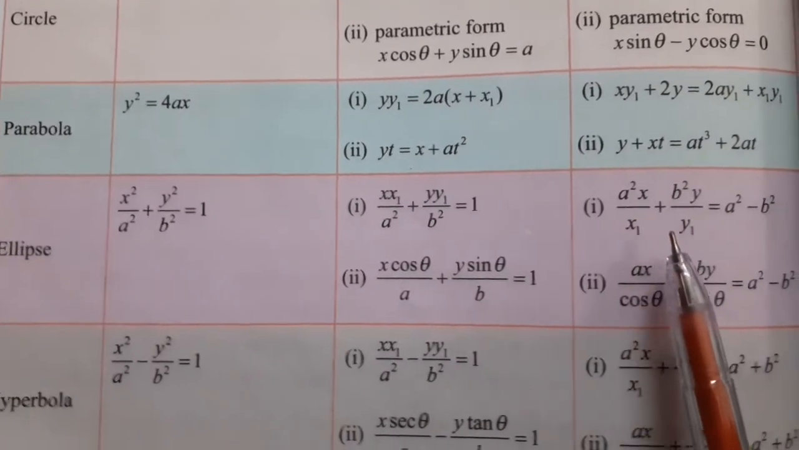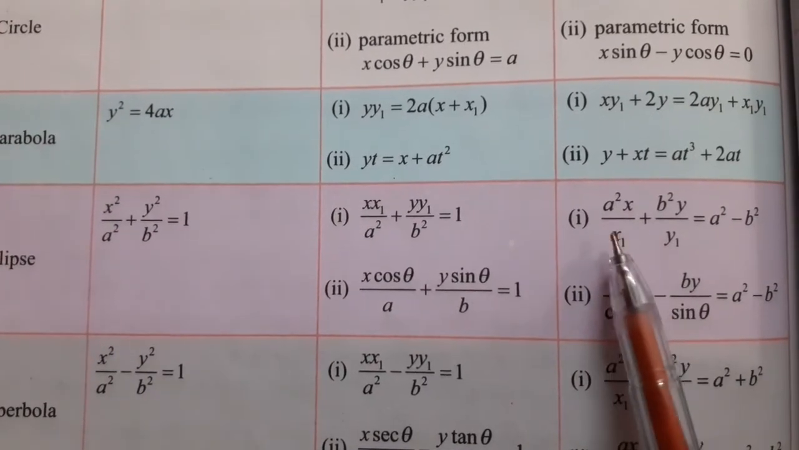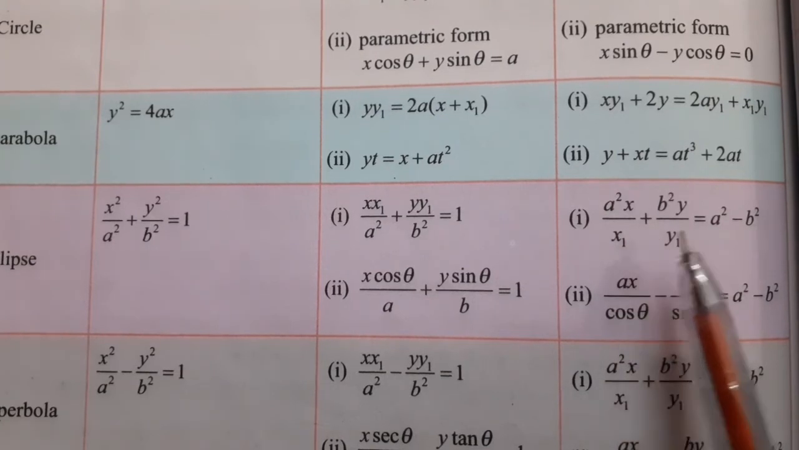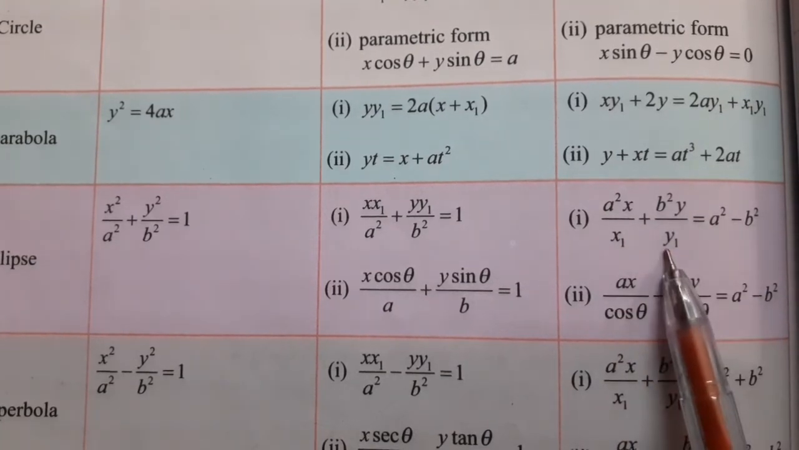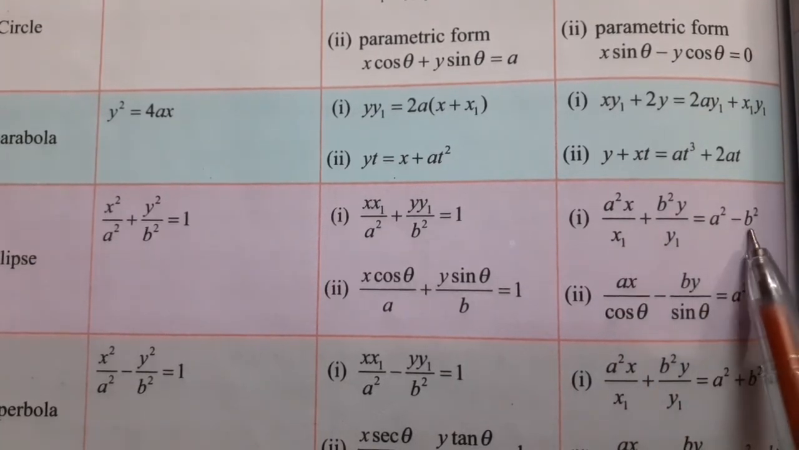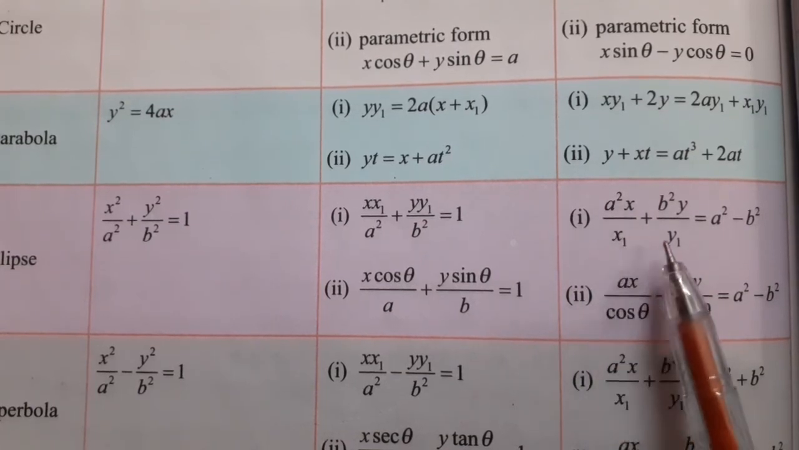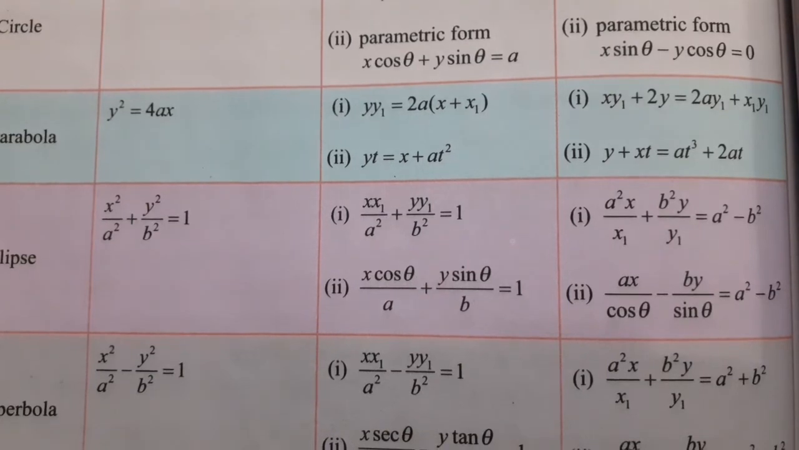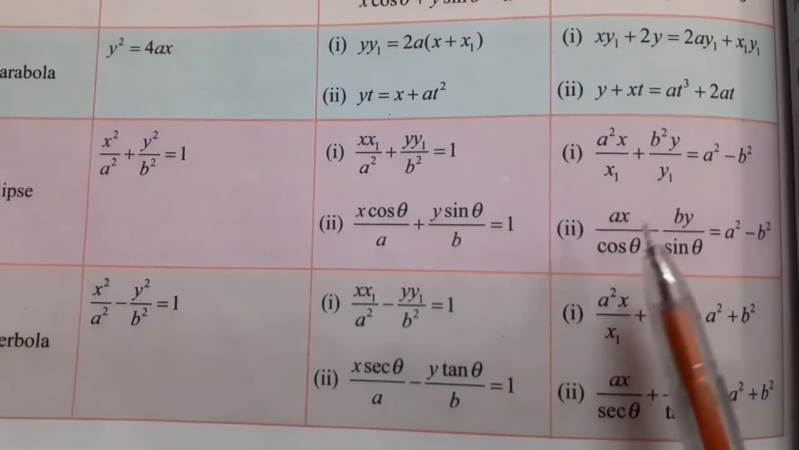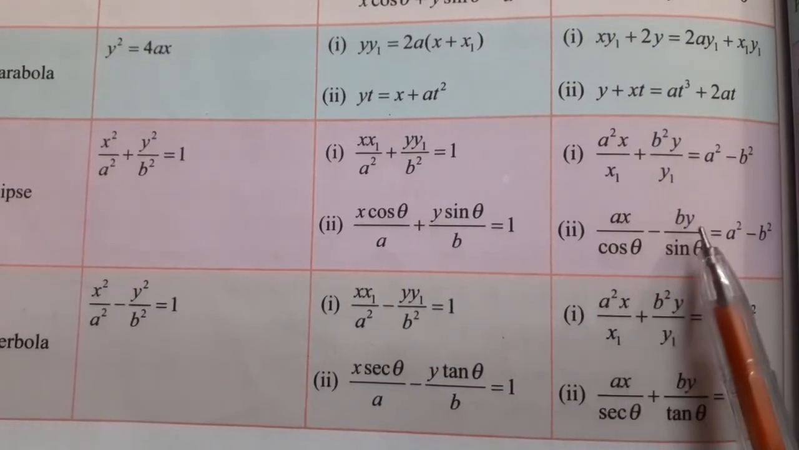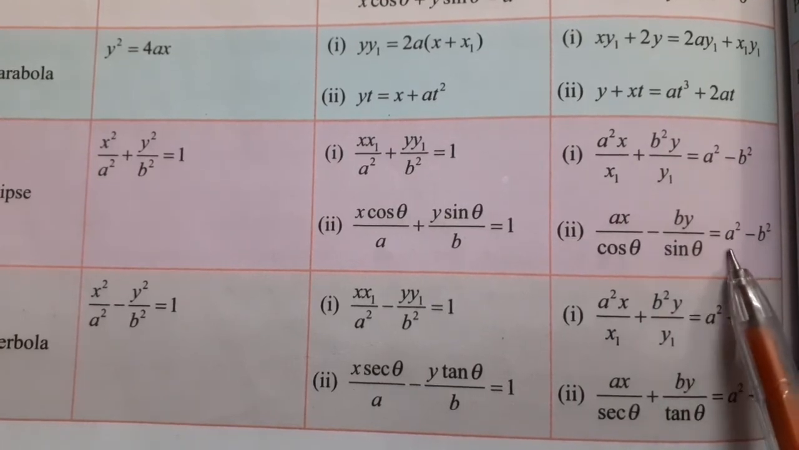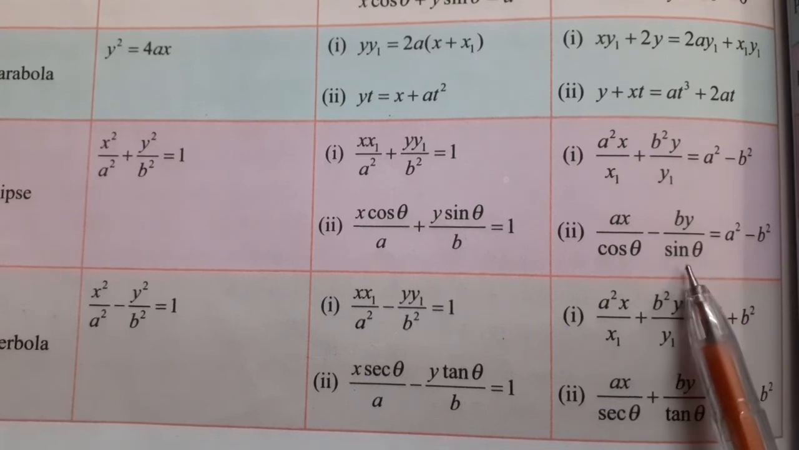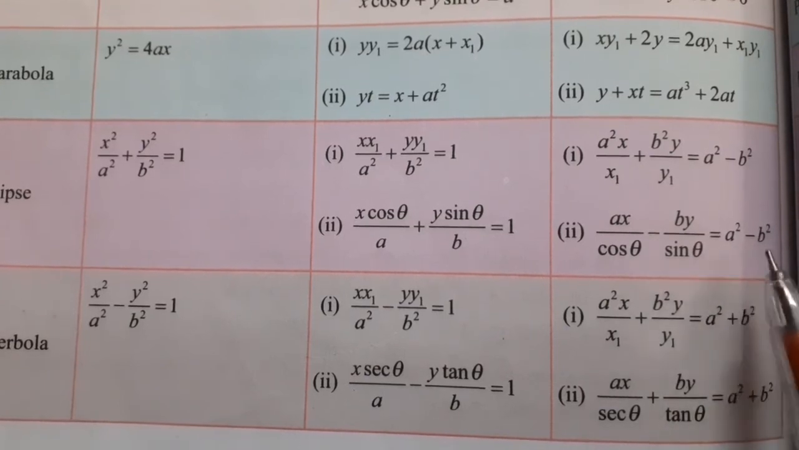Next, the equation of the normal. The equation of the normal is a square x by x1 plus b square y by y1 equal to a square minus b square. What is the parametric form? ax by cos theta minus by by sin theta equal to a square minus b square.